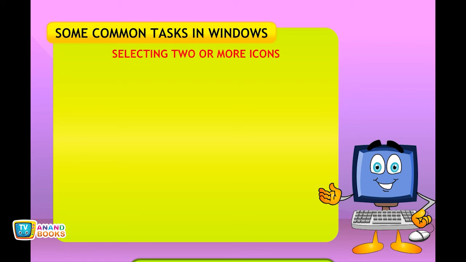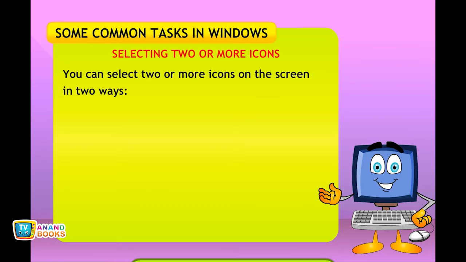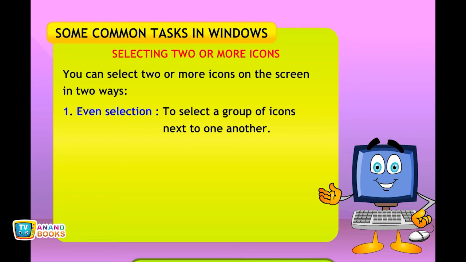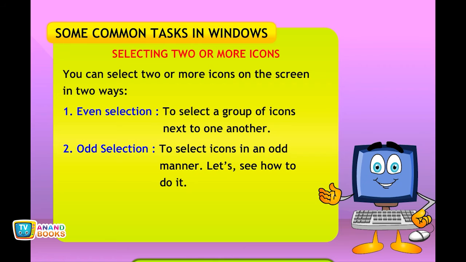Selecting two or more icons. You can select two or more icons on the screen in two ways. 1. Even selection. To select a group of icons next to one another. 2. Odd selection. To select icons in an odd manner. Let's see how to do it.